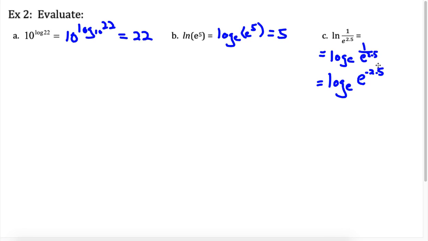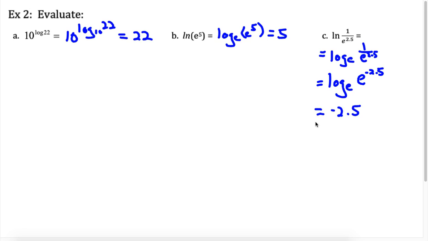And if I have a positive exponent in the denominator, I can bring that to the numerator and make the exponent negative. So now it's a lot easier to see that this follows this same pattern. We get base of the log is the same as the base of the exponential. So this would just be equal to negative 2.5, the exponent.